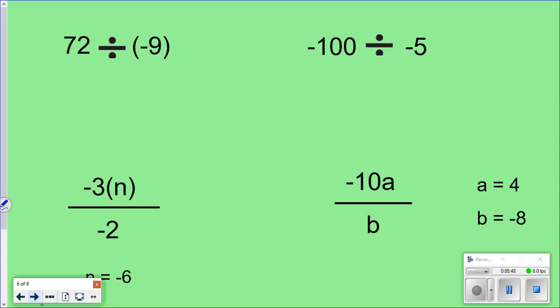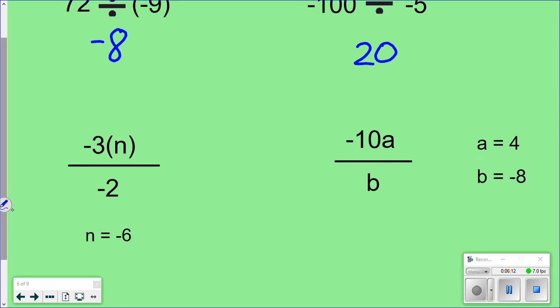Okay, we're going to try a few problems with division. Remember, it's the same rules. So 72 divided by negative 9. I'm going to take 72 divided by 9, do the math. I get 8. Then I decide whether or not it's a positive or negative. It should be a negative 9. I'm going to go over to the top one over here, negative 100 divided by negative 5. I know it's going to be 20. Positive or negative, it's going to be a positive because 2 negatives make a positive here.